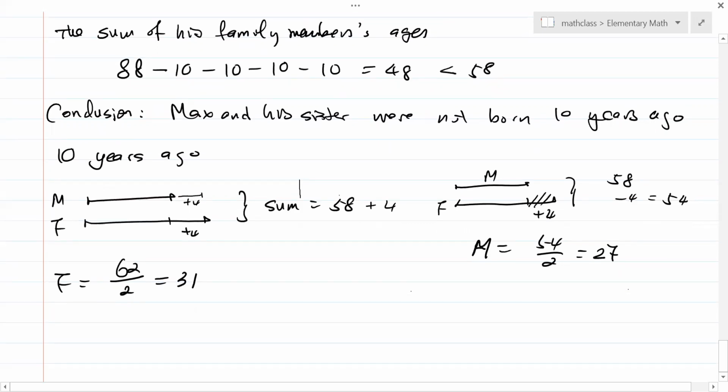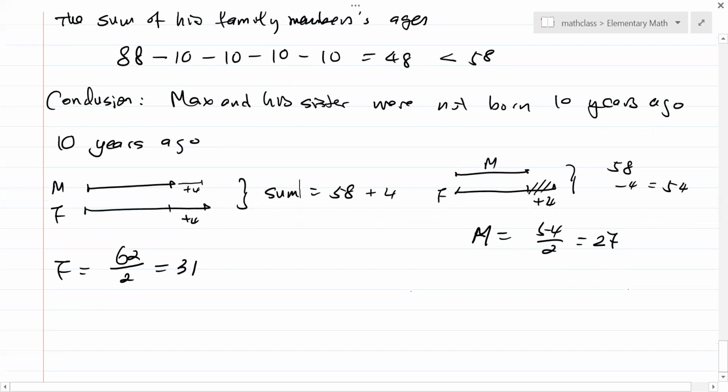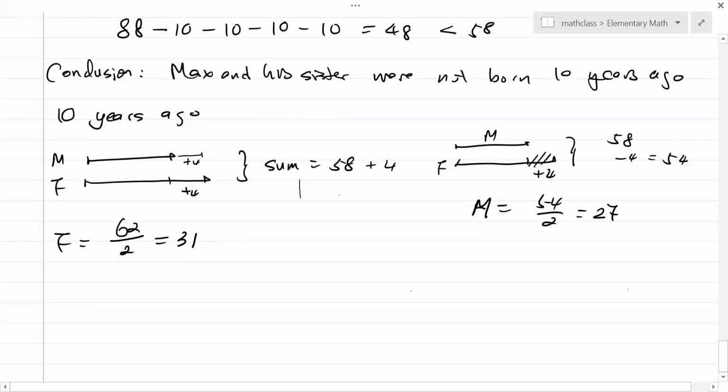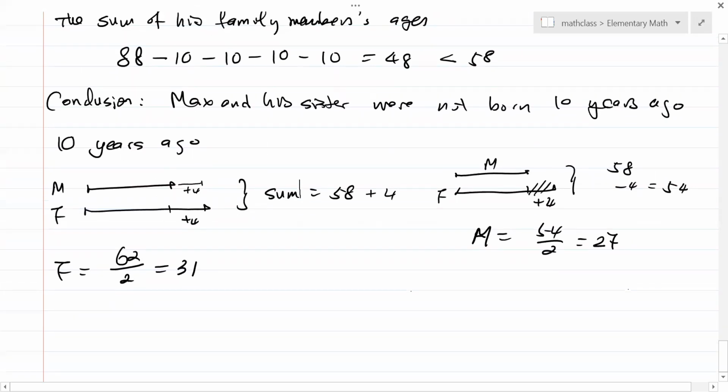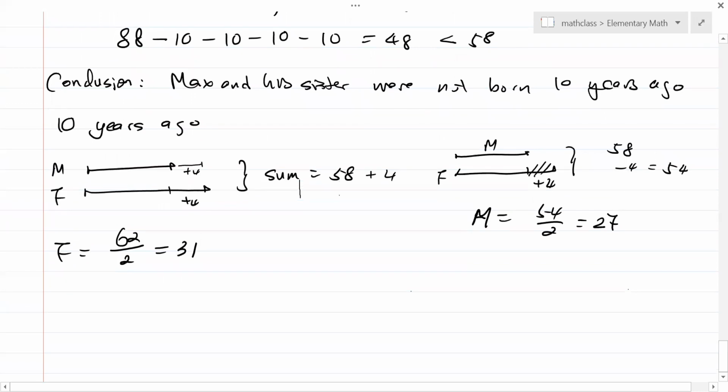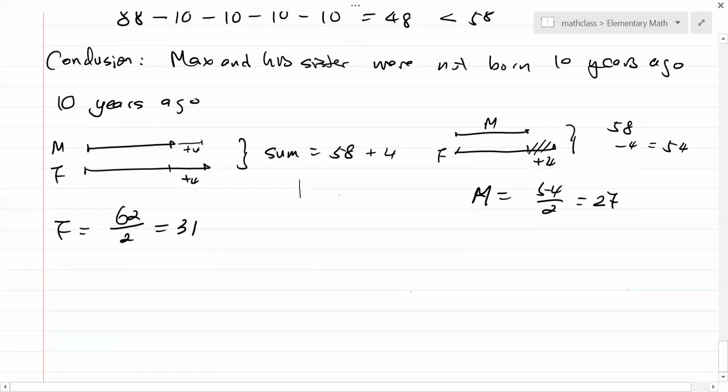So it depends how you think about this problem. You can find the father's age first, or you can find the mother's age first. Then once you find these ages, you can solve the problem. You can also use equations. In this case, father is going to be 31. Here, mother should be 4 years younger. It's 27. Depending on which one you find first.